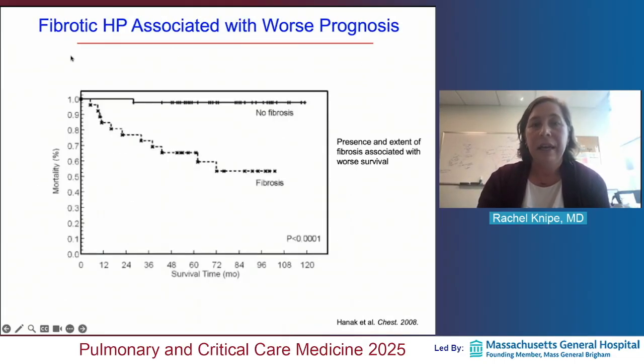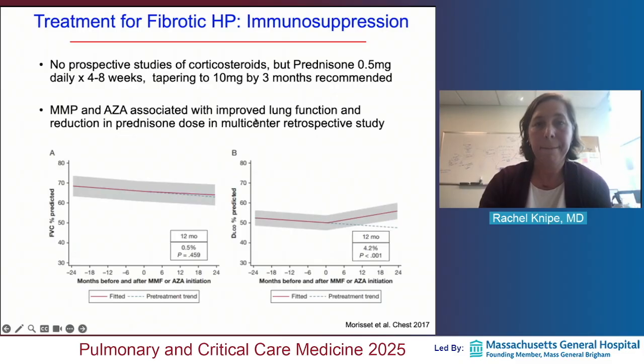Just wanted to emphasize again that there have been studies that have shown that the existence of fibrosis with the diagnosis of HP portends a worse survival. This was a study in Chest in 2008 that looked at patients with fibrosis having overall worse outcomes.